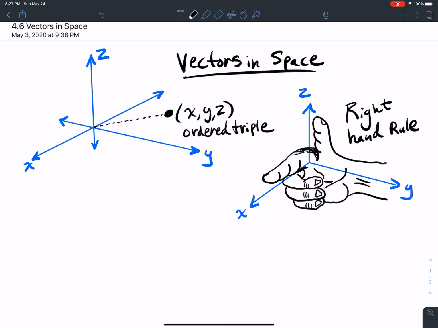Through a fixed point, which we call the origin, O, (0, 0, 0), we've got three mutually perpendicular lines. We have the x-axis and the y-axis, which are perpendicular to each other, but then we also have the z-axis, which is perpendicular to each of those. So they're all three perpendicular to each other.